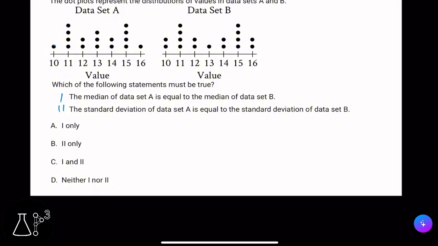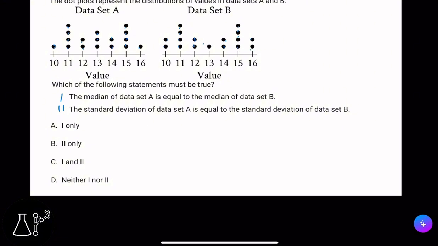I'm going to have 1, 2, 3, 4, 5, 6, 7, 8, 9, 10, 11, 12, 13, 14, 15, 16, 17. So I have 17 points in dataset A. And then for B, 1, 2, 3, 4, 5, 6, 7, 8, 9, 10, 11, 12, 13, 14, 15, 16, 17. I'm going to have 17 as well. So my median is going to be the number 9.